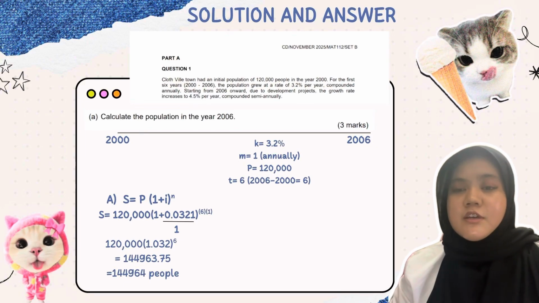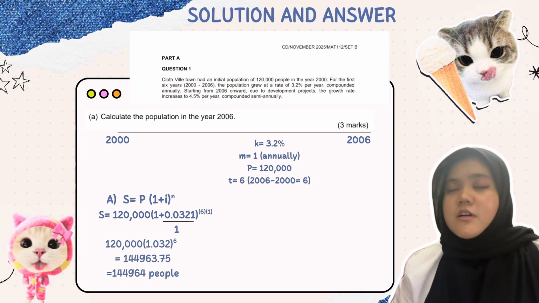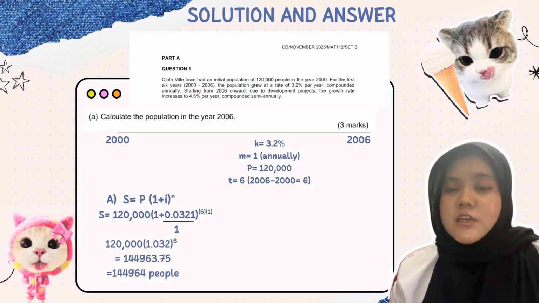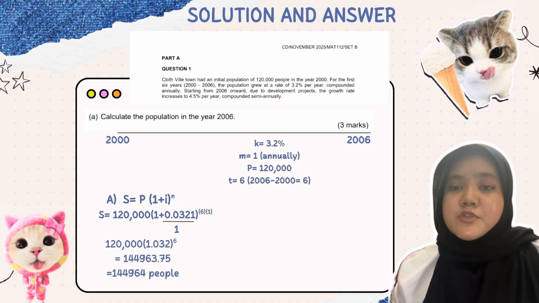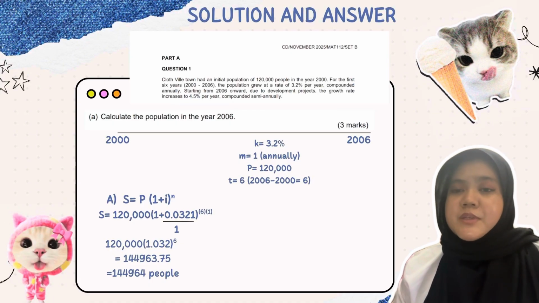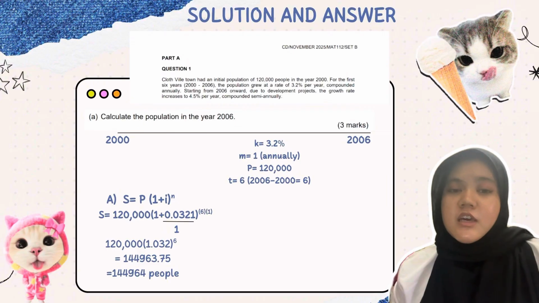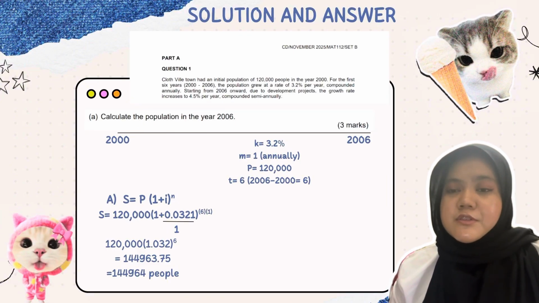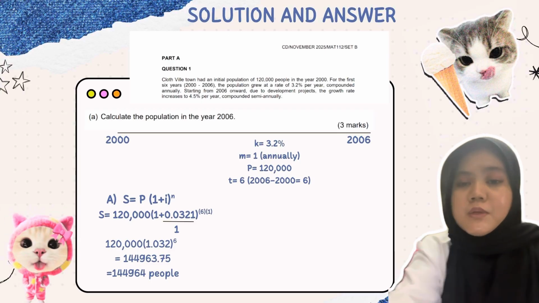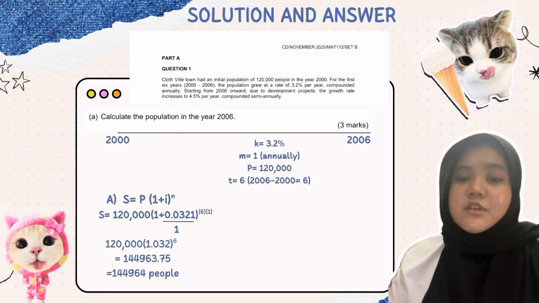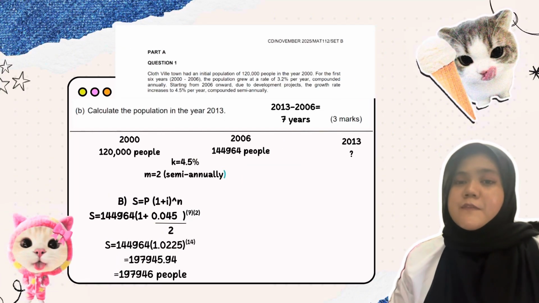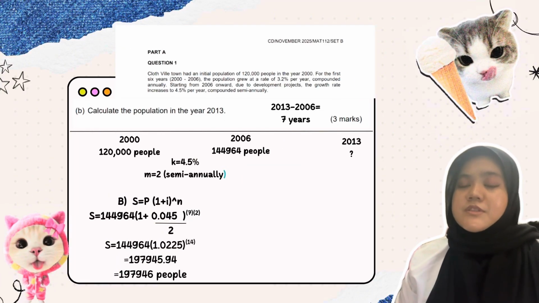One, which is part A, we must calculate the population in 2006. Here we have found k equal 2.2% and m equal 1 because it says annually. And also P we have 120,000 and t equals 6 because 2006 minus 2000. So using this formula, we will get the answer 144,964 people.